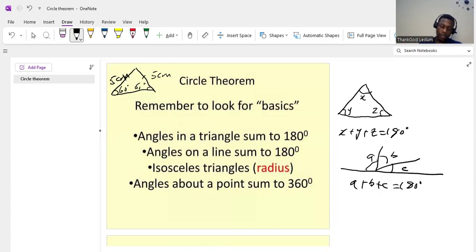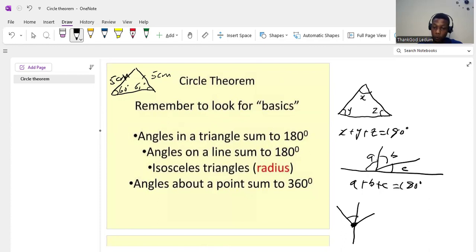So this is what that means. Let's say we have angles at a point in this manner. We have angles like this. Now this is a point, and we have angles surrounding it.